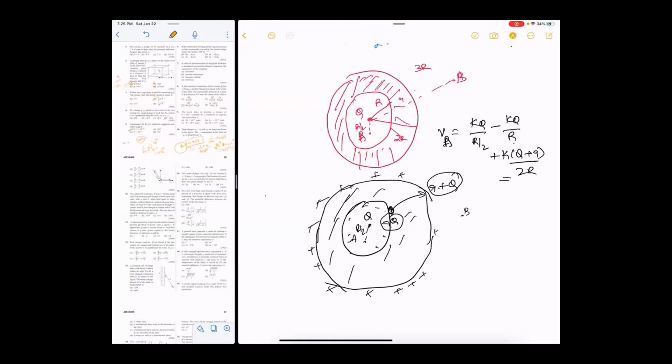Now potential at B, an outside point: everything behaves like a point charge. So KQ by 3R due to minus Q is minus KQ by 3R, and due to Q plus small q it is plus K into (Q plus q) by 3R. So when you take an outside point, the minus KQ by 3R and plus KQ by 3R cancel. You get K small q by 3R. So for an outside charge, this KQ by 3R gets cancelled and we have this.